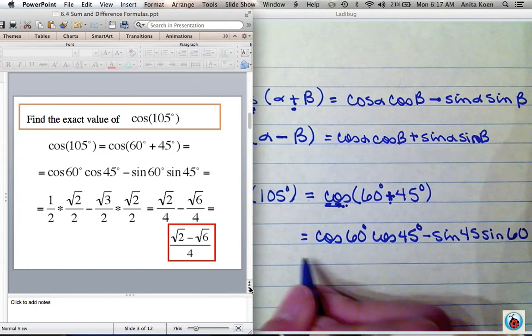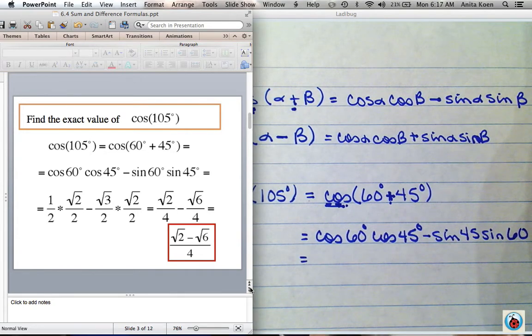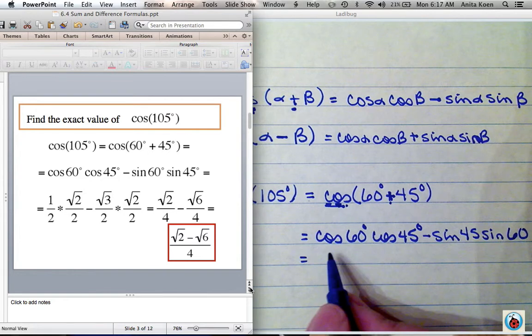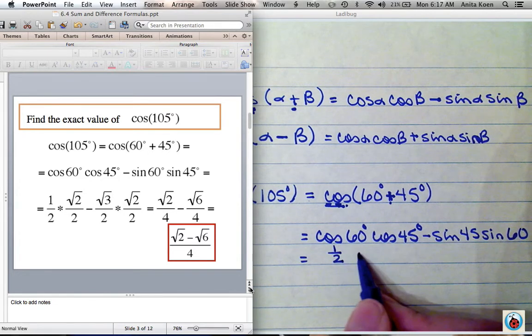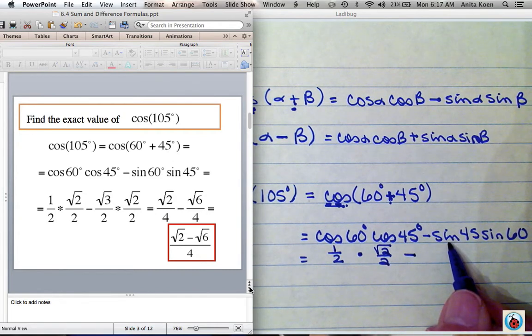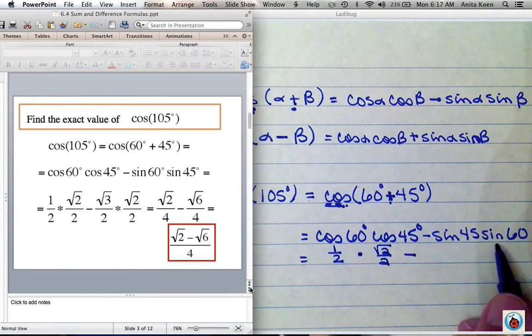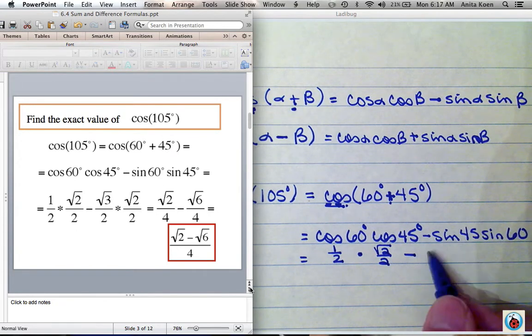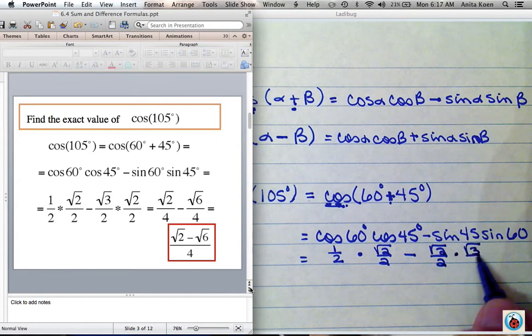And now from our unit circle, we can tell what the cosine of 60 is, that's 1/2, times the cosine of 45, which is square root of 2 divided by 2, minus the sine of 45. And I did mine backwards from the way that I did it in the PowerPoint. I apologize for doing that. But the sine of 45 is the square root of 2 over 2, and the sine of 60 is the square root of 3 over 2. Again, commutative property here says I can do that either way.